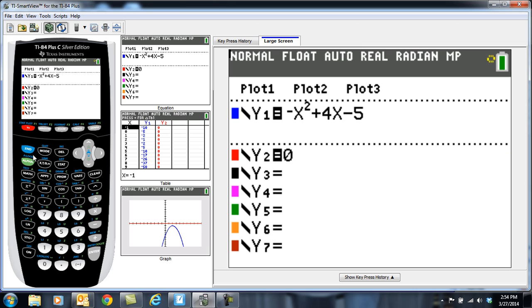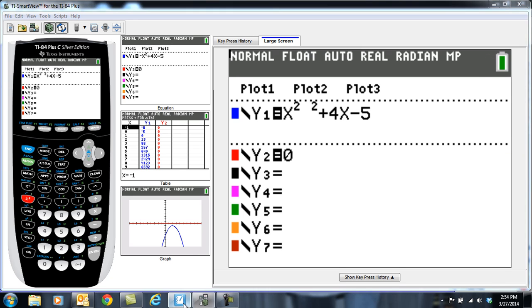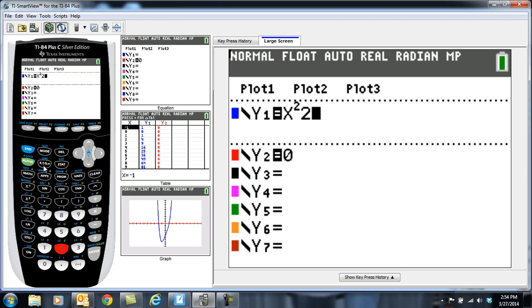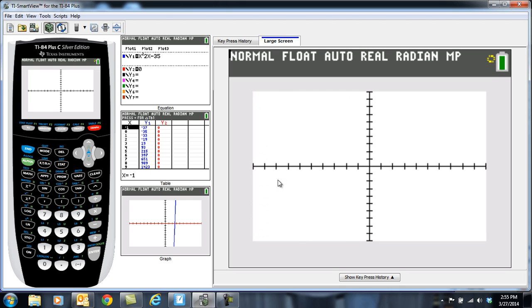So I have y equals x squared plus 2x minus 35. And I'm going to delete all that out because I didn't clear. Let's try that again. X squared plus 2x minus 35. This is why you want to hit clear first and not just start typing over things. I don't know why it left off my plus sign. There we go. Now I'm going to graph it and look at it.